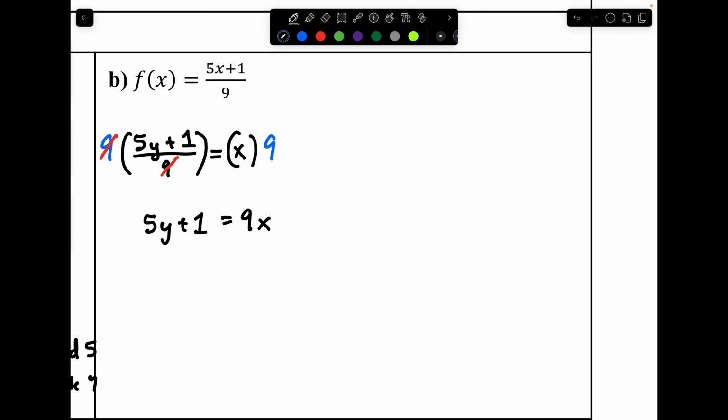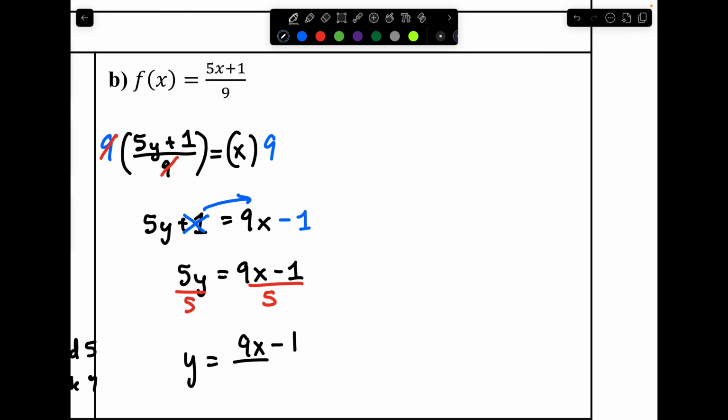And now we just do the same thing that we did in the previous example. We'll start by moving our constants. In this case, we're going to move the 1, which will now turn into a negative 1, to the other side. 5y is equal to 9x minus 1. That's the only thing that changes. We now have a coefficient of 9 instead of the 1x. And then, just like the last example, we would divide by 5. And there is your inverse function: y equals 9x minus 1, all being divided by 5.